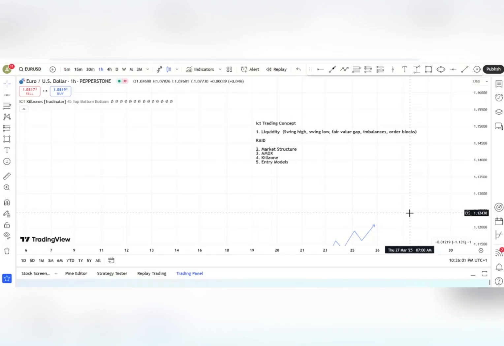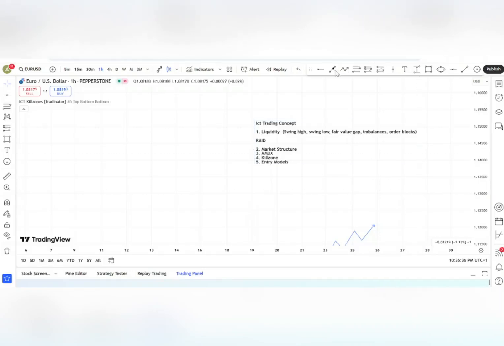So what do they watch out for? How do they take positions? How do they move price from one direction to the other? This concept, this strategy, is just modeled on that. So first of all, ICT noted that market price is always influenced by liquidity.